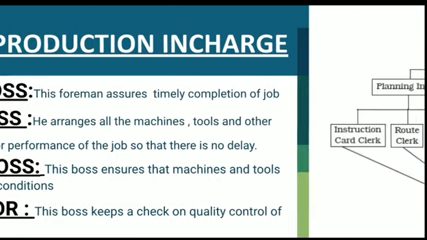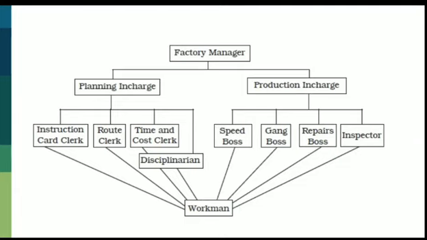So this is again the chart. I'll just summarize the whole functional foremanship again. We have the factory manager as the head. Under him we have two in charges in separate departments, that is the planning in charge and the production in charge. Under each in charge we have four foremen or experts performing.